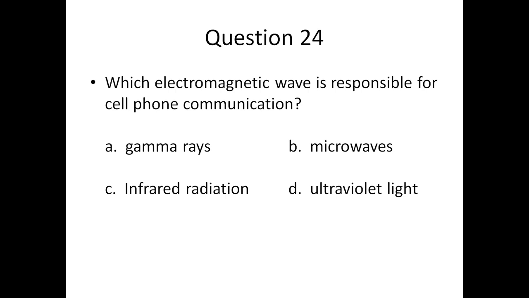Question 24. Which electromagnetic wave is responsible for cell phone communication? A, gamma rays, B, microwaves, C, infrared radiation, D, ultraviolet light.